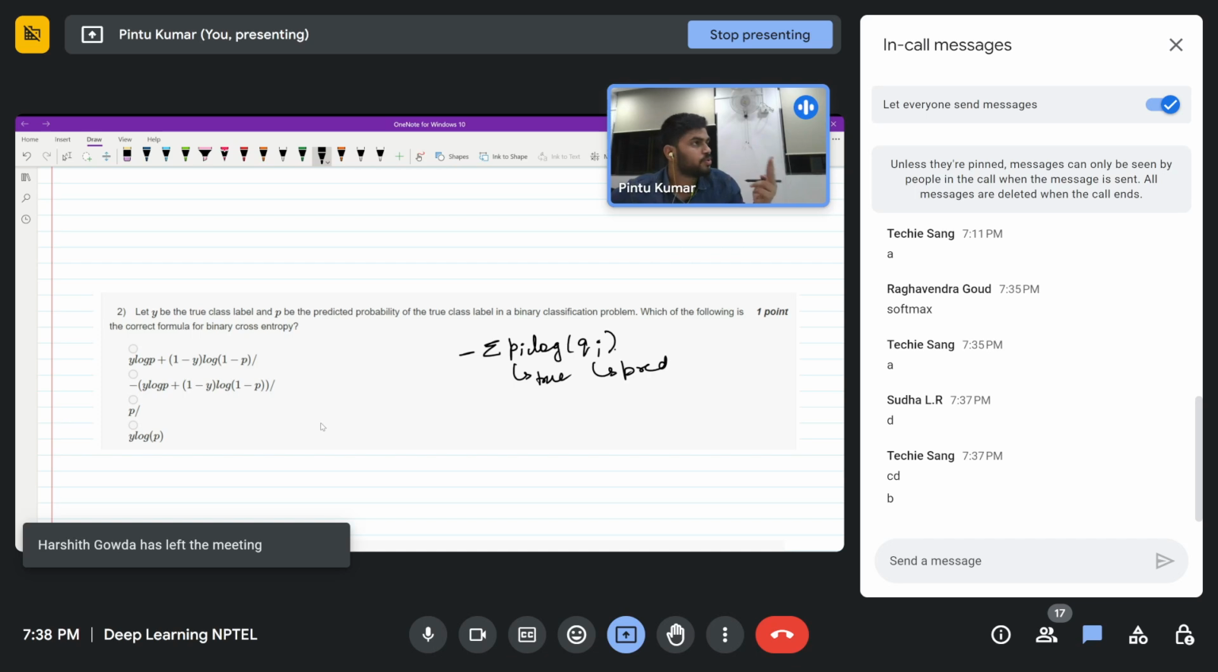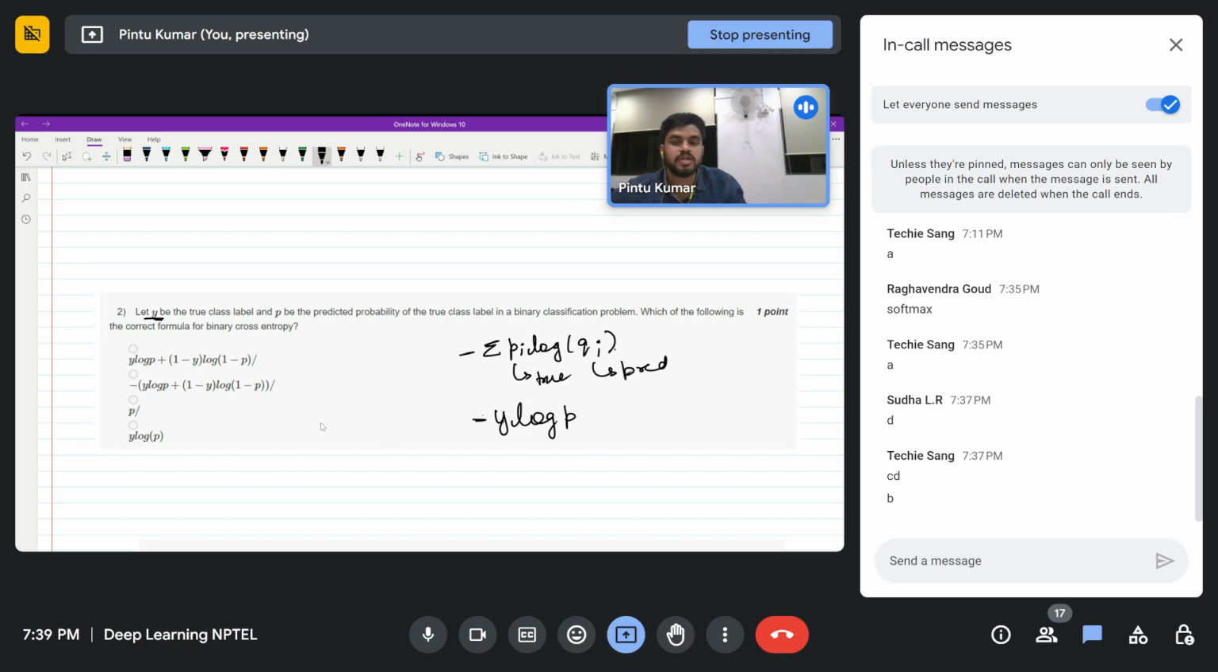So now we have only two classes, so this same thing would happen. True probability is y, so this is minus y log P, where P is your predicted. And there is one more term for the second class. What is the probability? This is 1 minus y log of 1 minus p. So this second option is the correct option, as mentioned, right?